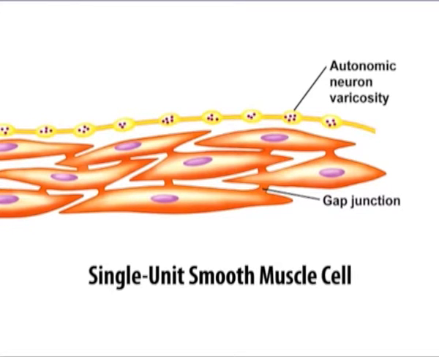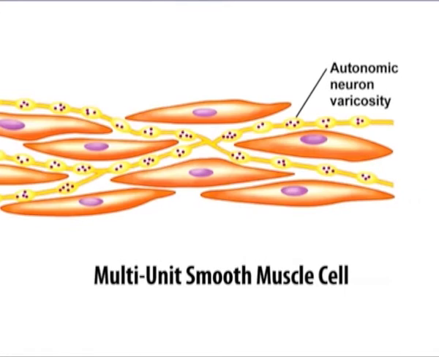Within single unit cells, the whole bundle or sheet contracts as a syncytium, that is, a multinucleate mass of cytoplasm that is not separated into cells. Multi-unit smooth muscle tissues innervate individual cells. They allow for fine control and gradual responses, just like motor units in skeletal muscles.